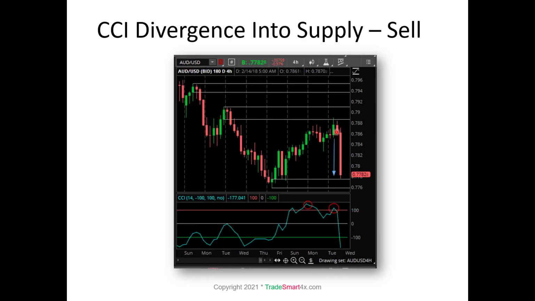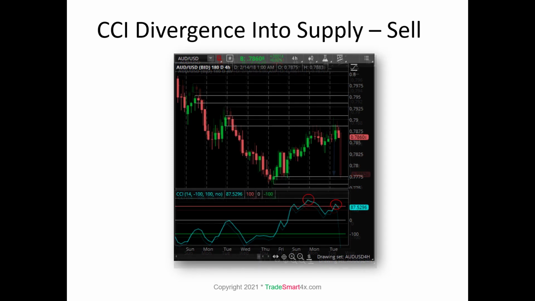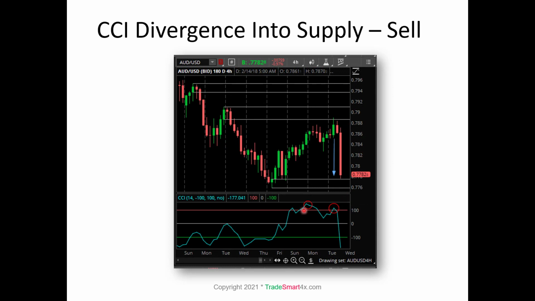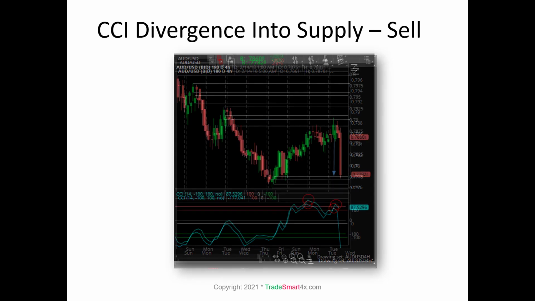Okay, the market went to the downside, all the way back down to demand. Isn't that great to see? Now again, if you go back, this is what you need to see. As a trader, it's very important not to look at the picture afterwards and say, oh great, look, CCI divergence, look what happened after it happened. You have to know beforehand.